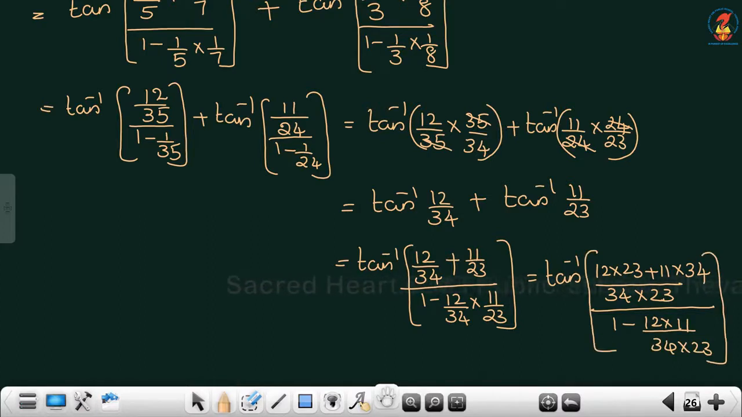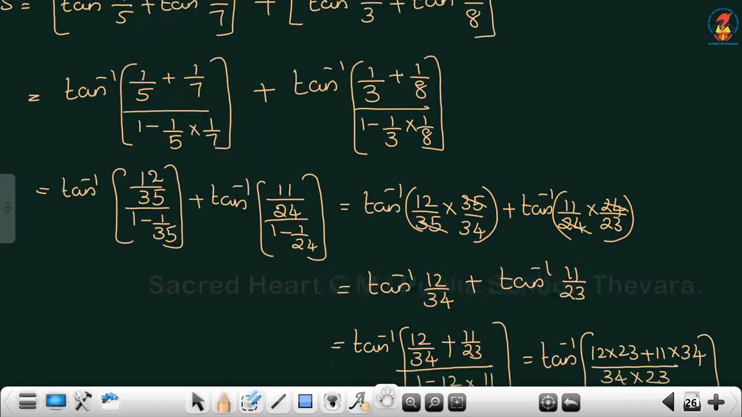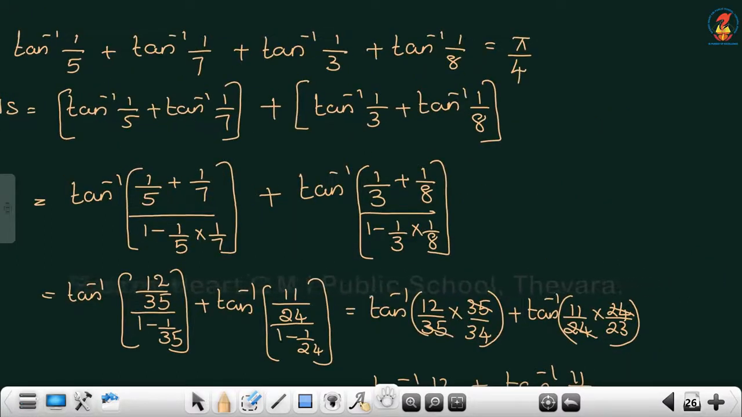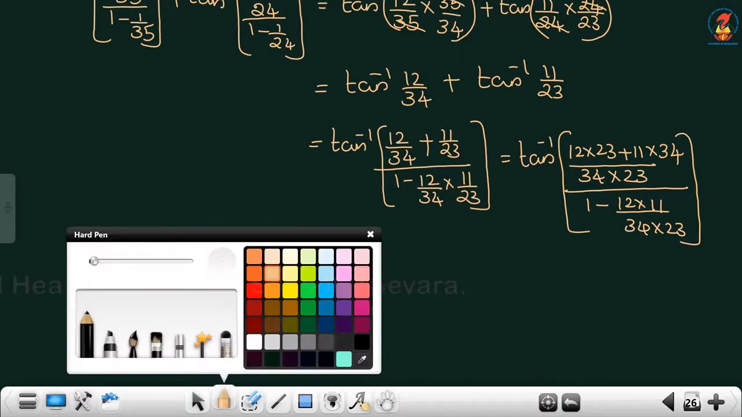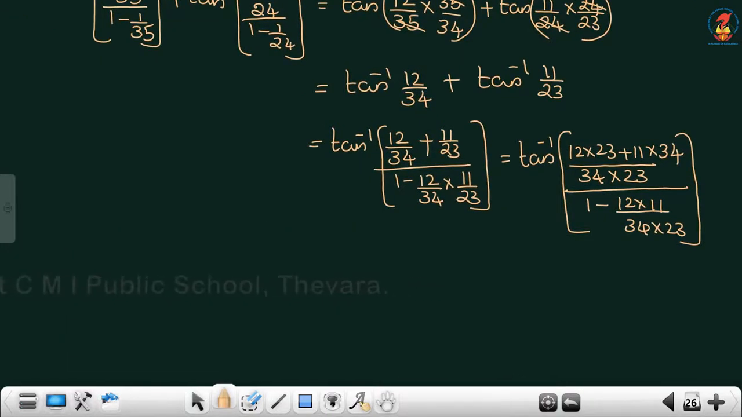The answer is given as pi by 4. So you have to get tan inverse. Which value is pi by 4? Tan inverse 1 is pi by 4. So you have to get this bracket as 1.